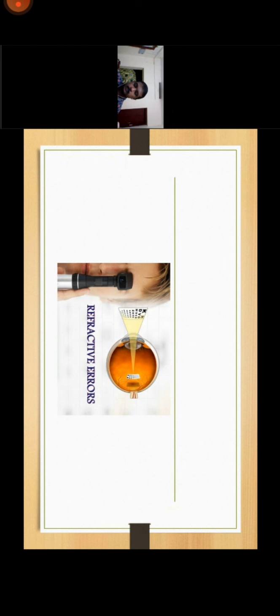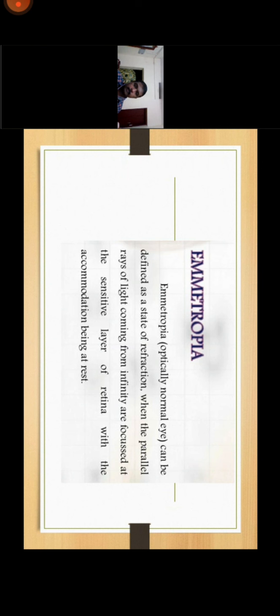Then coming to the refractive errors. Mostly in refractive errors, the main word is emmetropia. Emmetropia means normal. Emmetropia can be defined as a state of refraction when the parallel rays of light coming from infinity are focused on the sensitive layer of the retina with the accommodation at rest. That means normally the light rays coming from outside, whether from a distant object or a near object, are both focused on the sensitive layer or nervous layer, that is the retina.